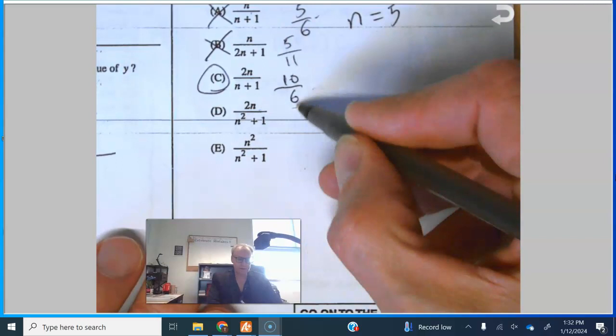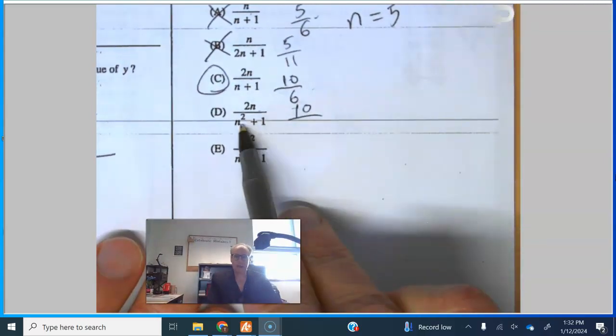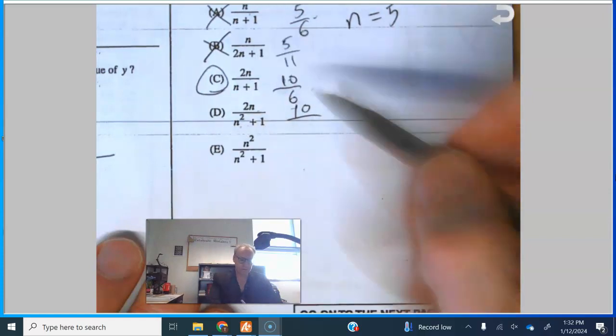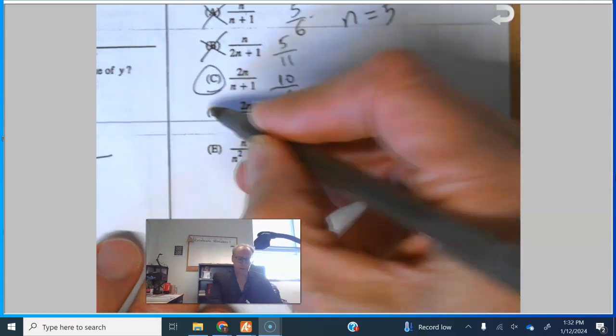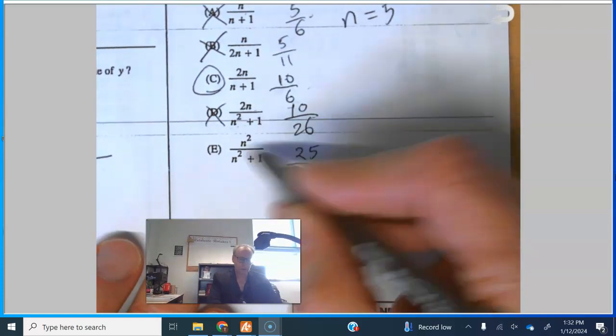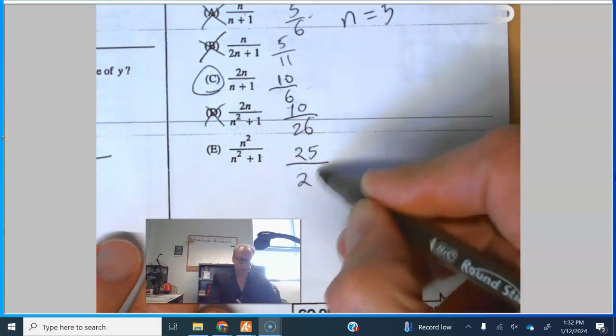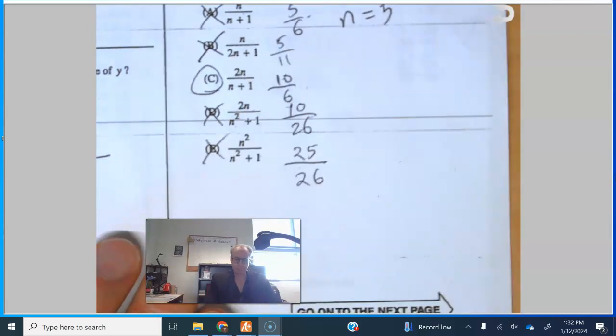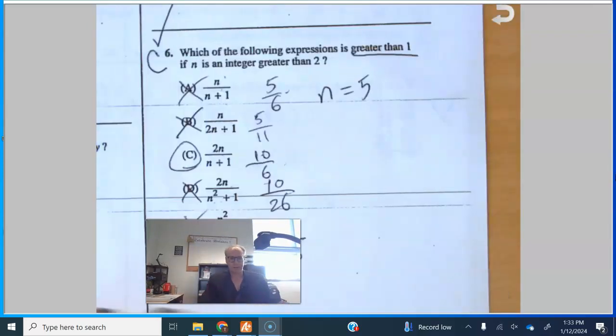And this one is going to be 10. Be careful. n squared is 25 if n is 5, plus 1 makes 26. And clearly that's less than 1. And this one, of course, is 25 over 25 plus 1, which is 26, and again, less than 1. And there we have it. We're absolutely sure that it's C, and we can move on.